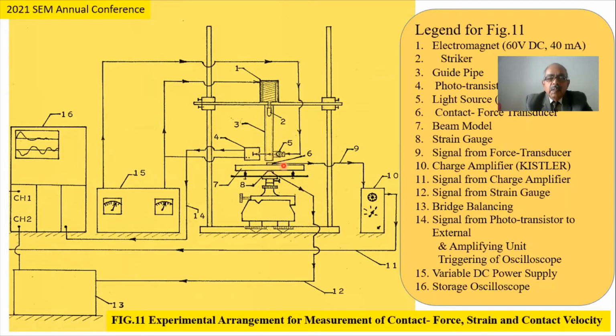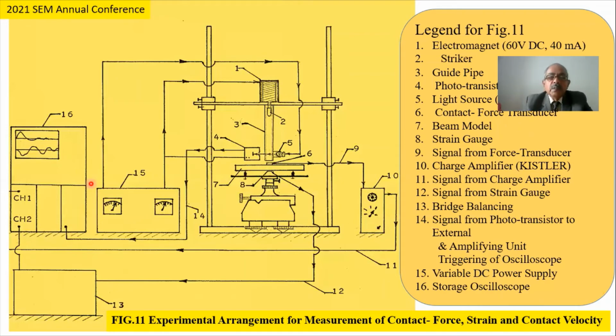This will facilitate finding the contact velocity experimentally. The contact force transducer is fabricated by me, and the signal is fed to a charge amplifier, which is connected to the oscilloscope to record the force, and the strain gauge, which is mounted at the bottom of the beam or on the top of the beam, is recorded in the second channel. There are two channels in the recording system here, and the storage oscilloscope helps us to record, and we can take the result on a Polaroid camera.